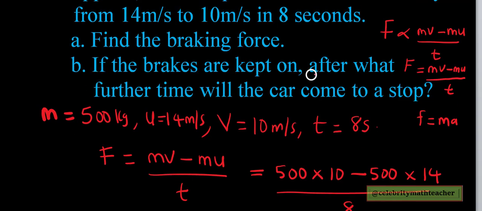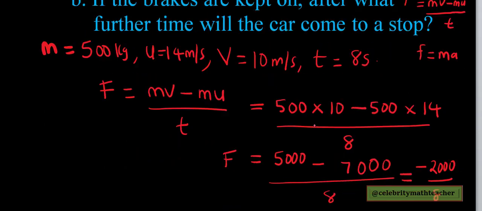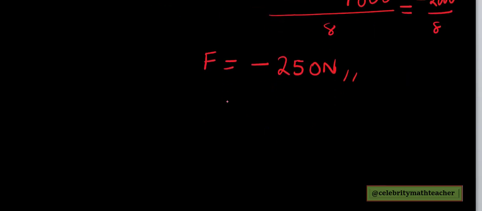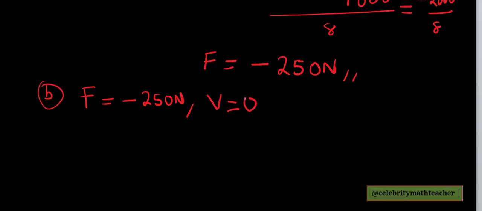It says if the brakes are kept on, after what further time will the car come to a stop? So we are going to use this result to solve the B part of the question. If the force is maintained, a retarding force which is negative 250 newtons, we want the car to stop. So the final velocity now should be 0 meters per second.